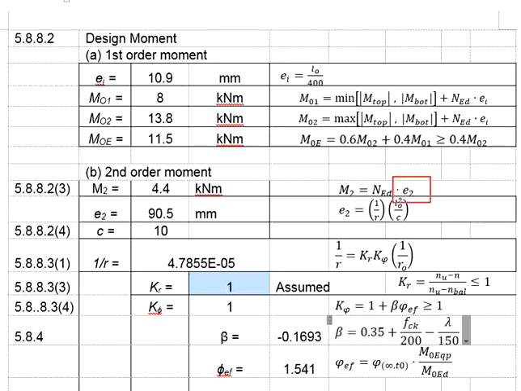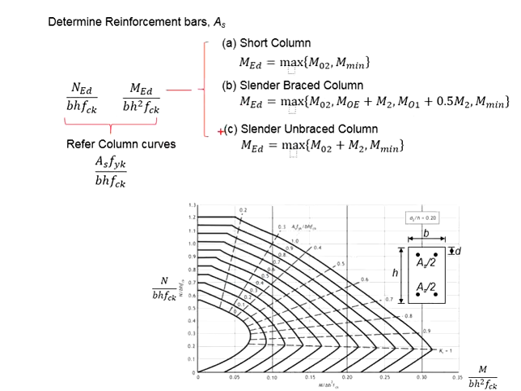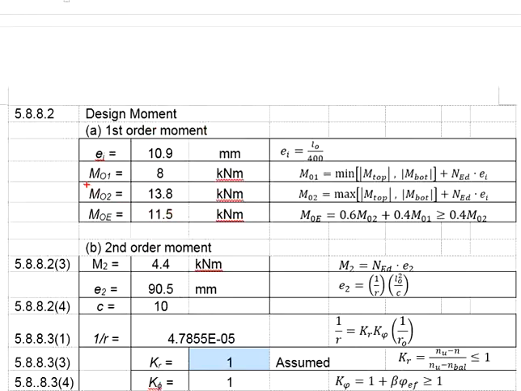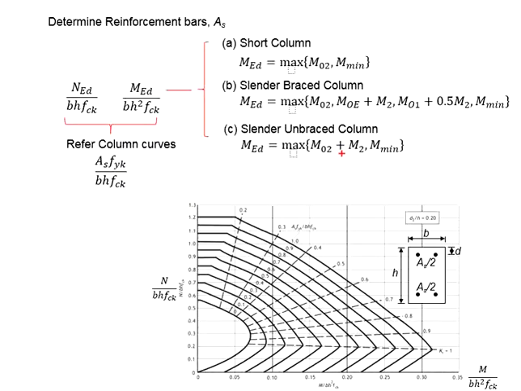Substitute the E2 into the equations, multiply with the NED, which is 49.12. You get M2 equals 4.4 kilonewton meter, referring to the equations for the NED for the slender and unbraced column. M02 we have calculated earlier on, which equals 13.8.